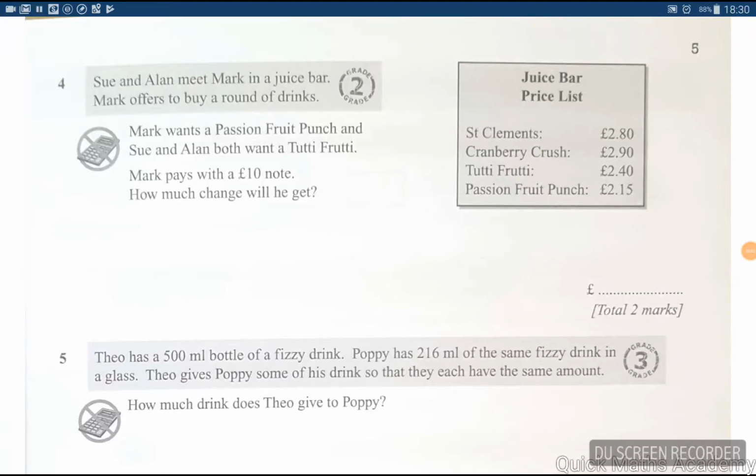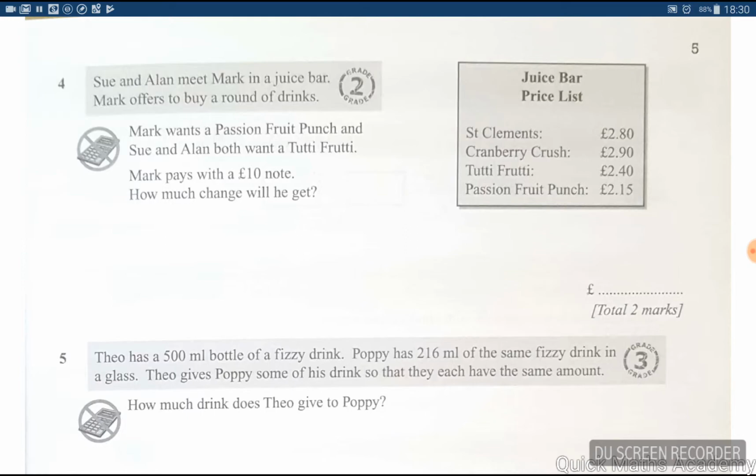Sue and Alan meet Mark in a juice bar. Mark offers to buy a round of drinks. Mark wants a passion fruit, and Sue and Alan both want a tutti frutti one. Mark pays with a £10 note. How much change will he get?